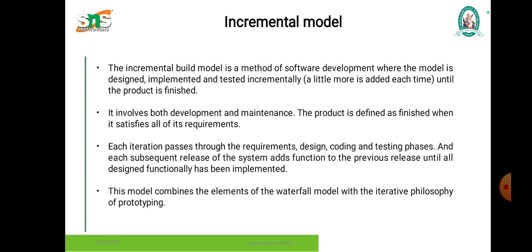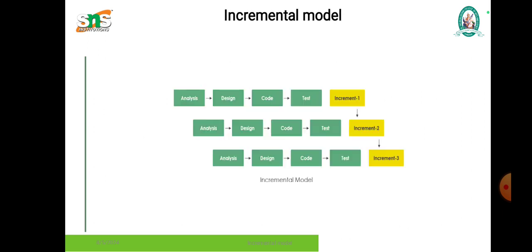So this is a small introduction to the incremental model. And this is the diagram of the incremental model. In every stage it has some phases, that is analysis, design, coding and testing. In each stage it will be incremental and some more information will be added in each stage.